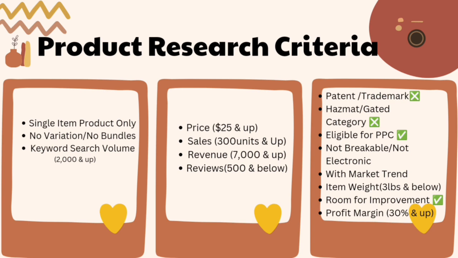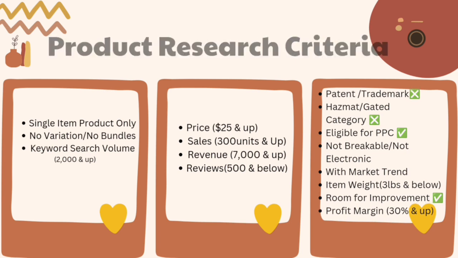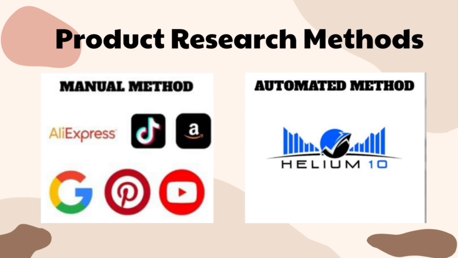No patent or trademark, not in hazmat gated category, must be eligible for PPC, not breakable or electronics, with market trends. Item weight must be 3 pounds and below, must have room for improvement, and the profit margin must be at least 30% and above.